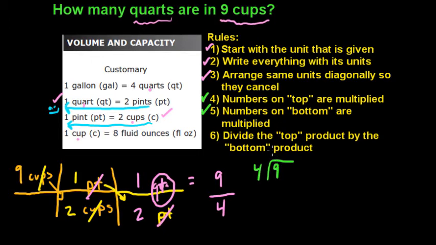And 4 goes into 9 2 times. 2 times 4 is 8. Now we do dot, dot, 0, drop. Say it with me now. Dot, dot, 0, drop.